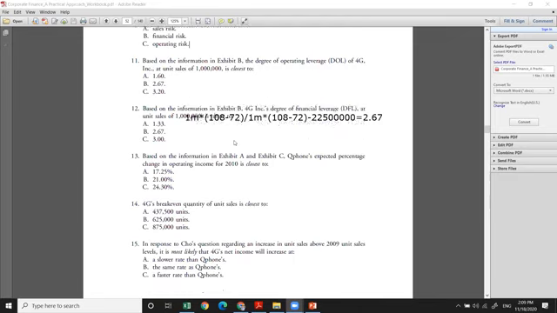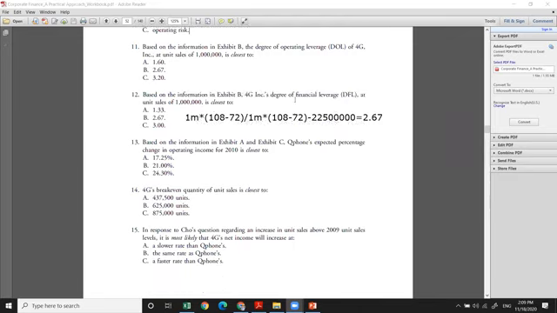Question 12. Calculate degree of financial leverage. The difference between the degree of operating leverage and degree of financial leverage is that in the denominator you're subtracting not only the fixed cost, but financing cost as well. And in the numerator, same, you're subtracting the fixed cost. So everything we do according to the formulas, okay? Everything we do according to the formulas.